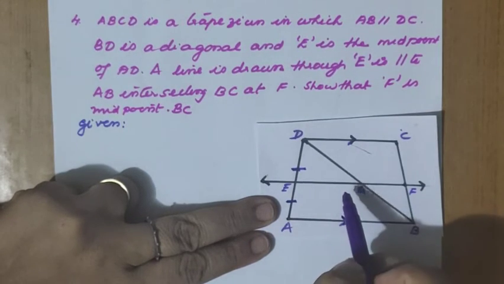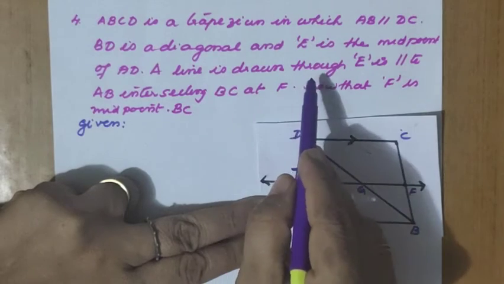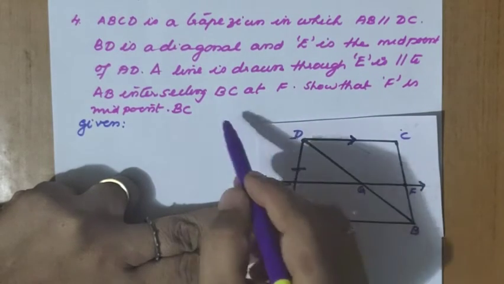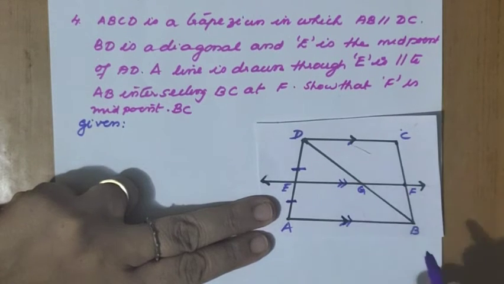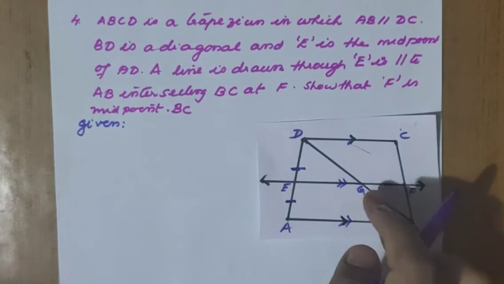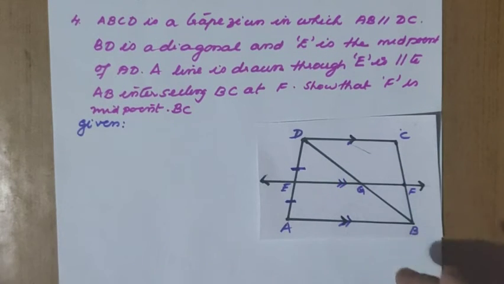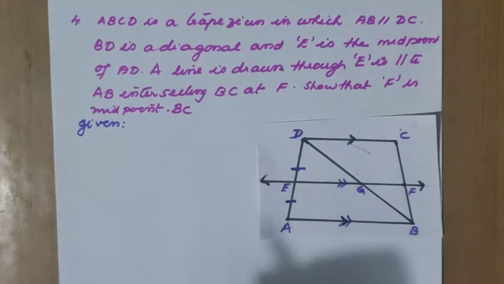Now the next point I cannot mark here because a line is drawn through E parallel to AB intersecting BC at F. Otherwise I'll mark like this, a second line parallel. So that means this is parallel to this, and also DC is parallel to AB. That is why we are not writing like that. Show that F is the midpoint of BC.